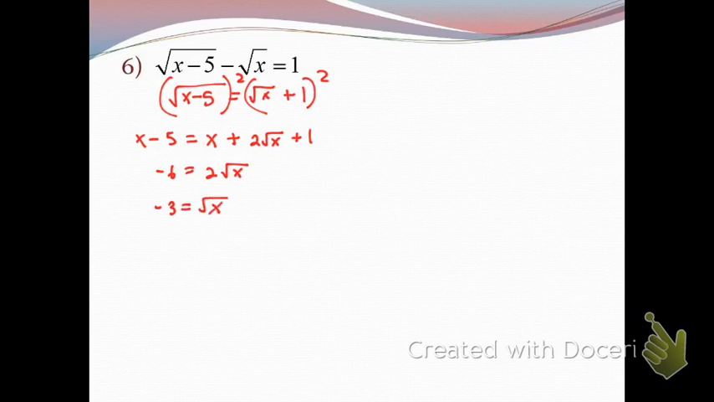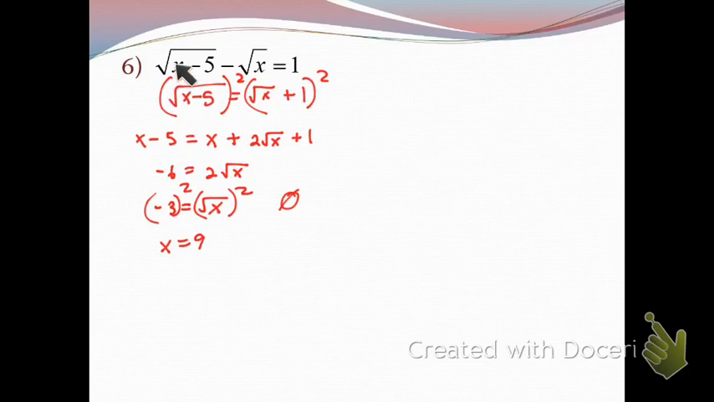I'm okay if you stop right now and tell me what? No real solution. Why? Can a square root ever equal a negative number? No. So we can say right now we know there's no real solution. Say you didn't catch it and you squared both sides. You would get x equals 9.